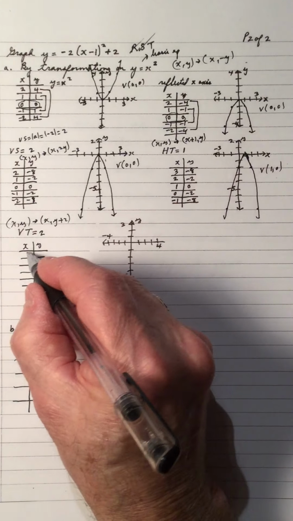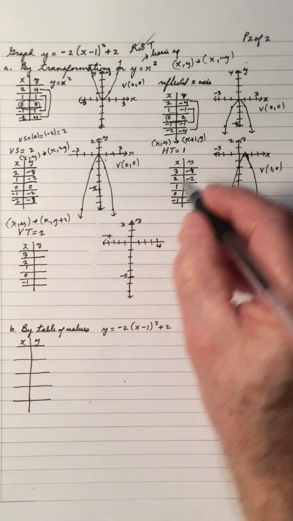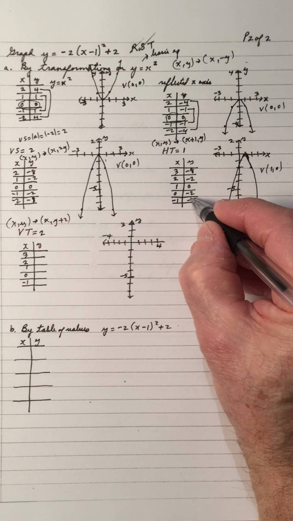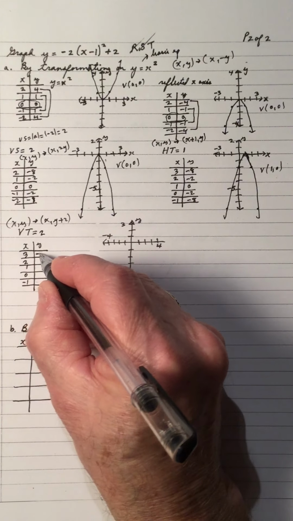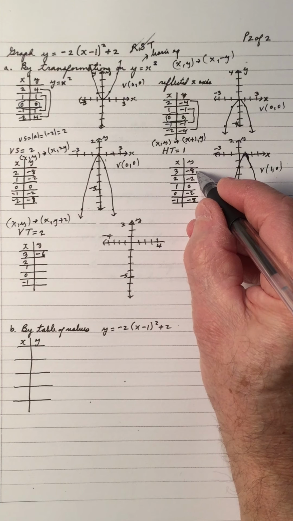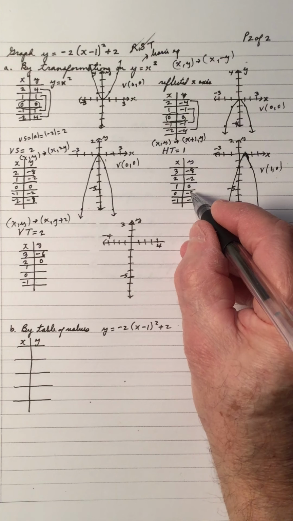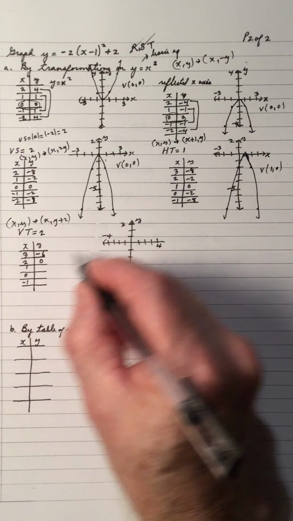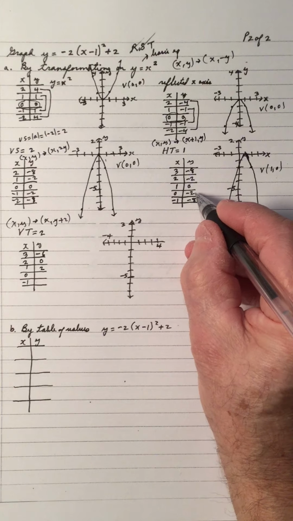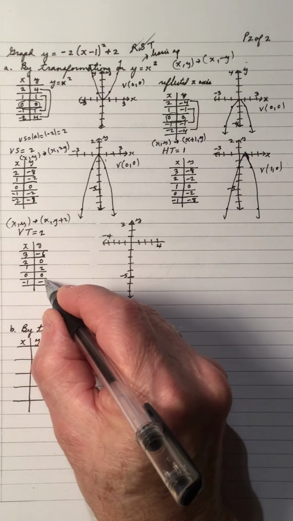We're not changing the x's. So we've got 3, 2, 1, 0, -1. Now we're going to add 2 to each of these because the y values are going up 2. So -8 plus 2 is -6. -2 plus 2 is 0. 0 plus 2 is 2. -2 plus 2 is 0. And -8 plus 2 is -6.